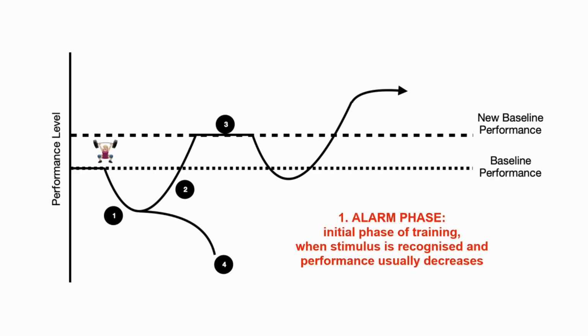Now that we know the supercompensation theory, this is going to start to look pretty familiar. The GAS principle also has 4 phases. They're just called something a little bit different. Number 1 is the alarm phase, and it is the initial phase of training. It is where a stimulus is first recognized by our body, and generally performance decreases during this phase as a response to the fatigue that we've accumulated in that session or in that workout.